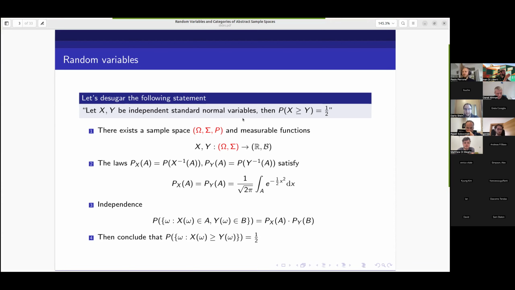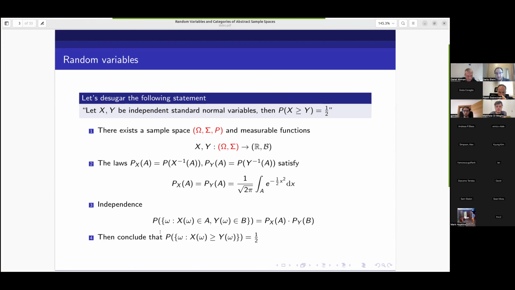Okay, then we translate the other assumptions about these variables. So then we need to speak about the laws of these variables. Those are the push forward measures of this probability measure on the sample space onto the reals. In this case, they are Gaussian, but we don't need to worry about that. So there's a formula like this. Then we encode independence. Independence means that the probability of certain events A and B can be written as the product of probabilities of the marginals.